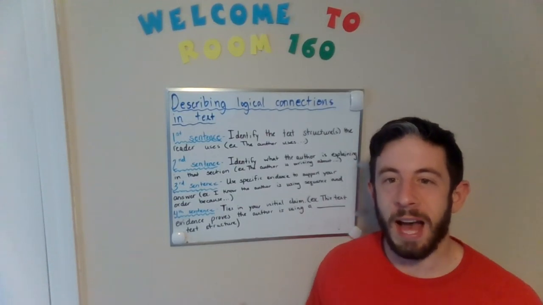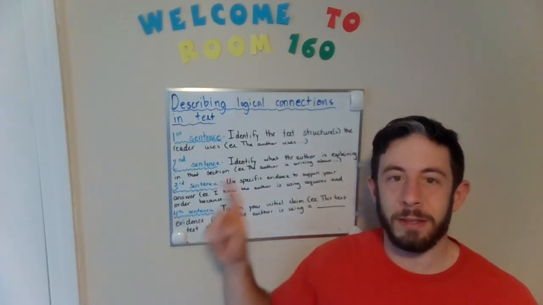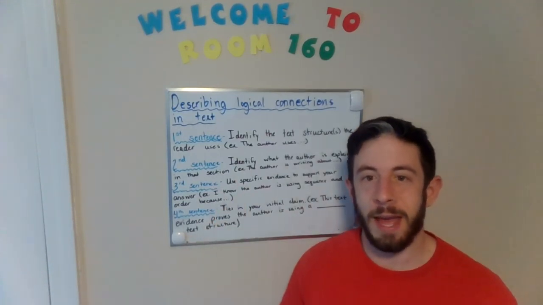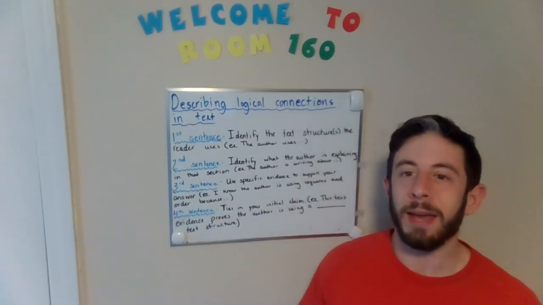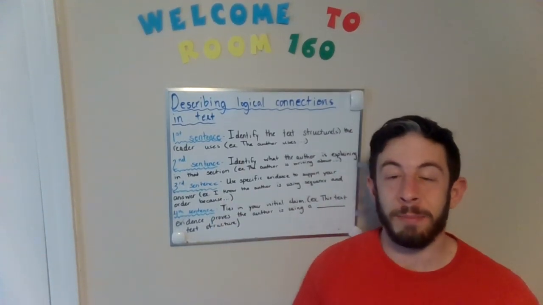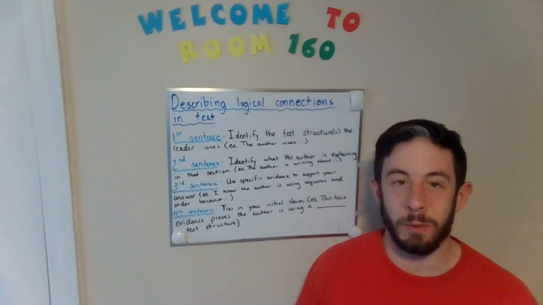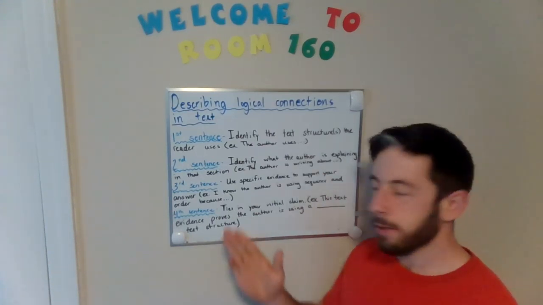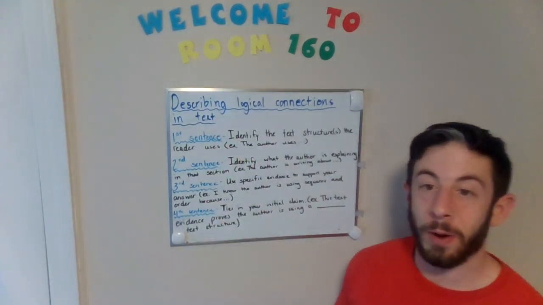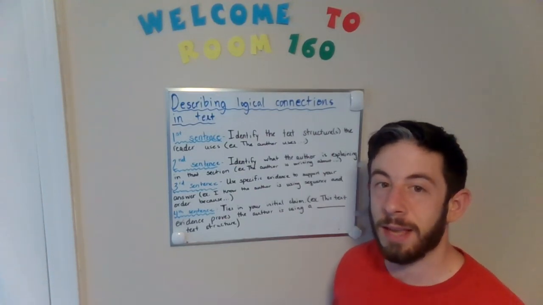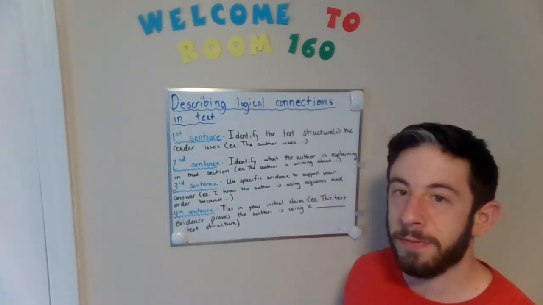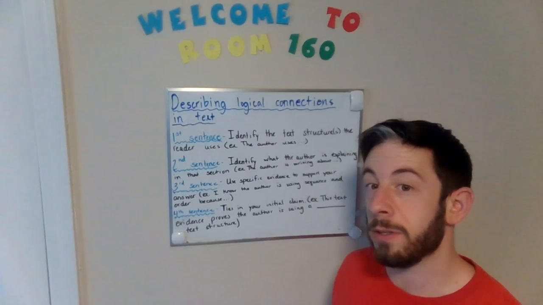So I want to talk about how to create a response that describes the logical connections in text in a very organized way that you can use every single time that you answer these questions during this unit. I have it split up by sentence and what you can write in each sentence. The first sentence that you write should identify the text structure that the author is using.